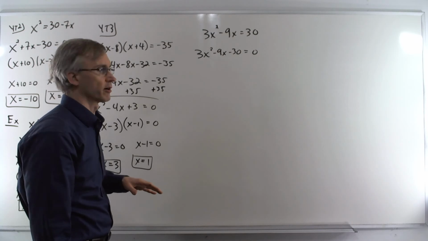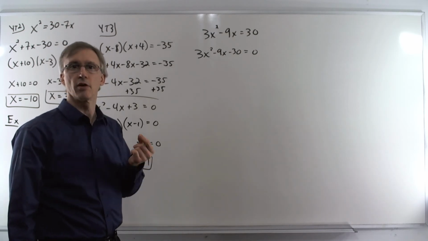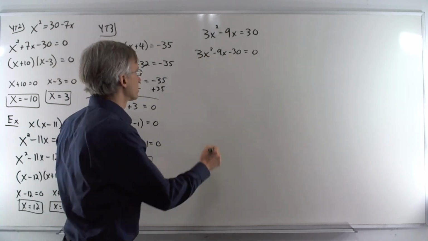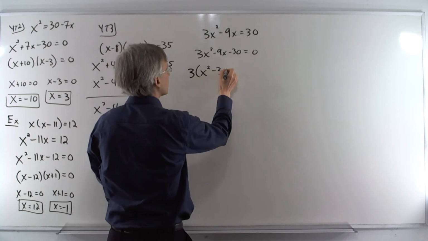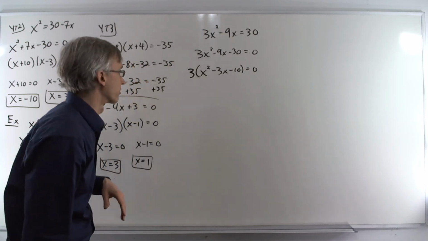Before we do anything here, before we start factoring, remember the first step in factoring is to always look for a GCF. So all three of these numbers are divisible by 3, so we're going to divide out the 3 first. And now we've got a much easier thing to factor inside the parentheses.